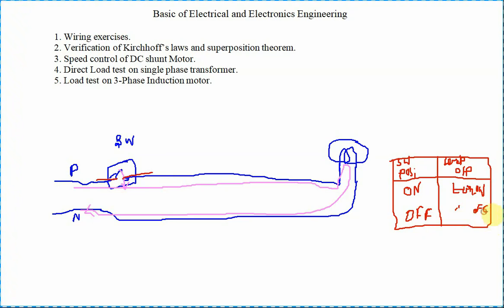So this is the one switch type of connection. How it is connected: one line is connected to one terminal of the switch, and the switch's other point is connected to the lamp, that is important. The lamp's other end is directly connected to the neutral. So this is about the one switch method.